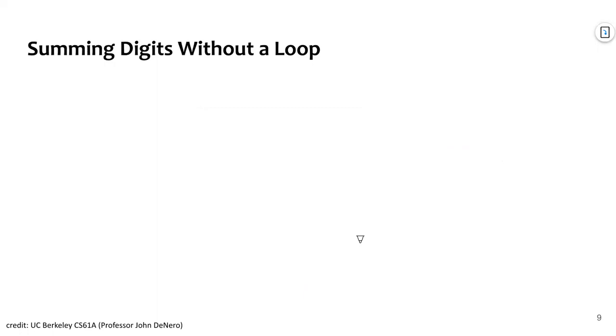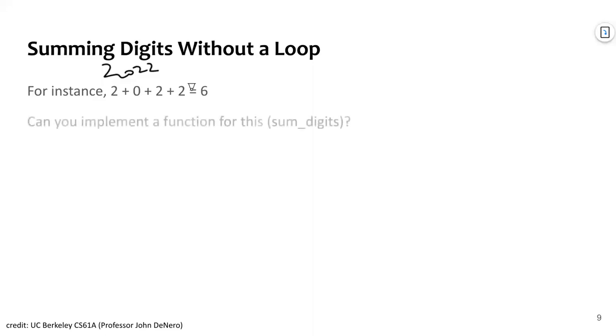And let's think about summing digits without a loop. So for instance, if we have the number 2022, then summing digits might be 2 plus 0 plus 2 plus 2, and that is going to be 6. And how can you sum up all the digits without using any loops? Can you implement a function for this?